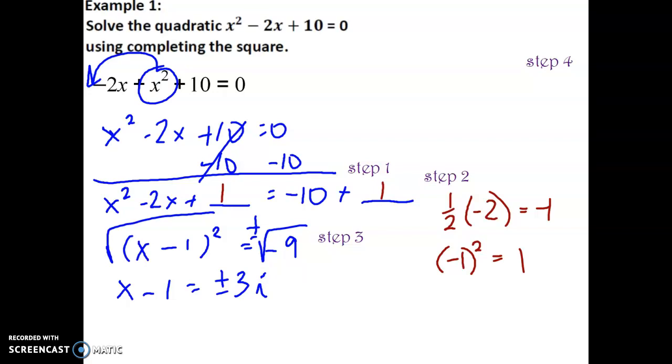Okay, and I noticed on the quiz, some of you guys left off your plus and minus. Be real careful about that. When my original highest exponent is 2, I need to have 2 answers. So I need the plus and minus so I can get those 2 answers.